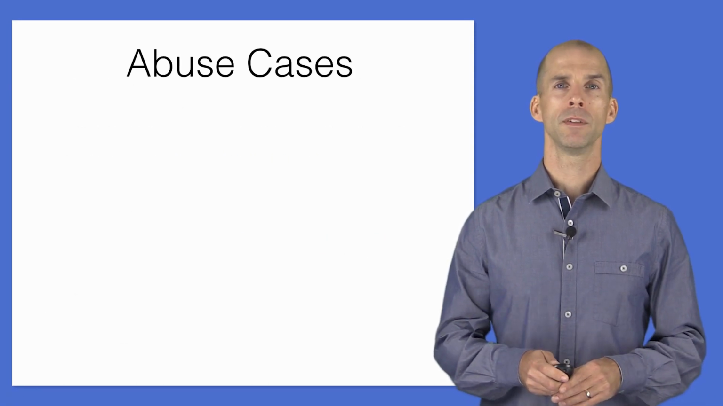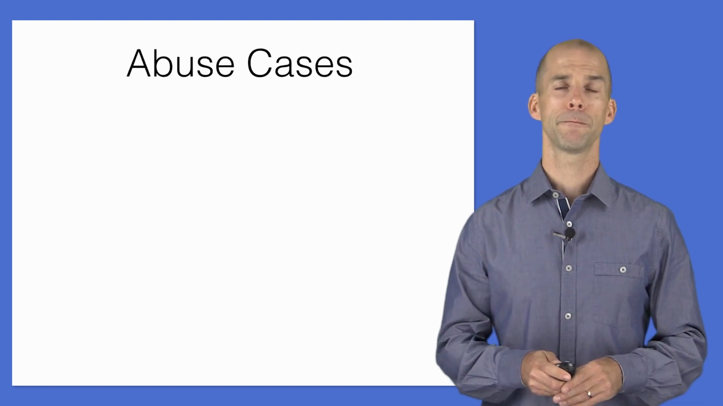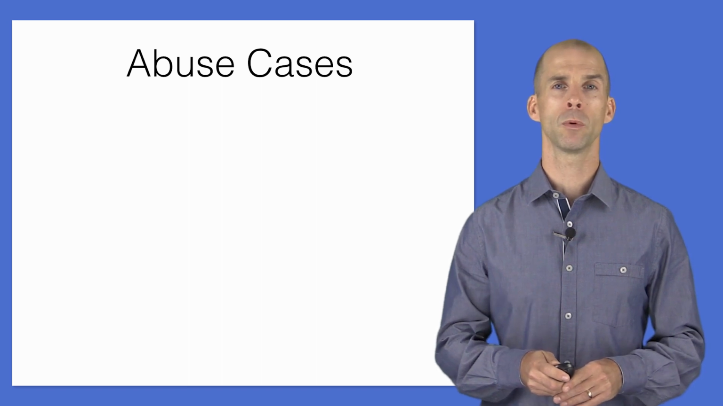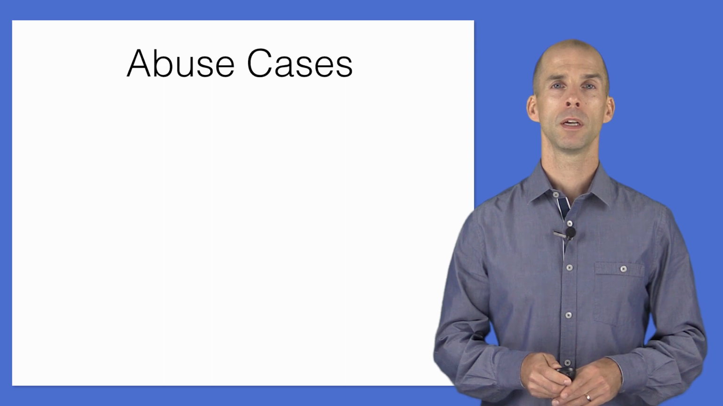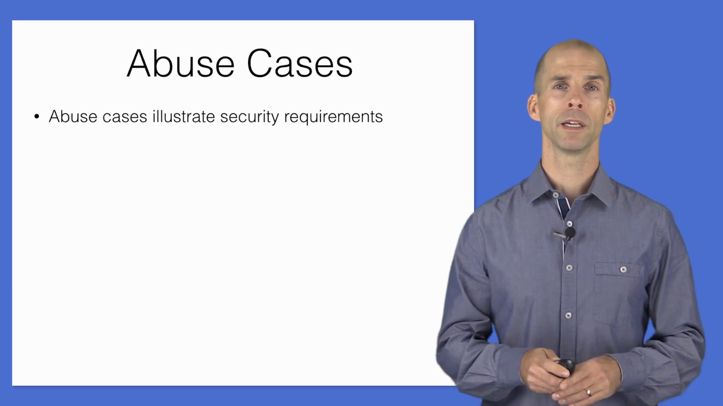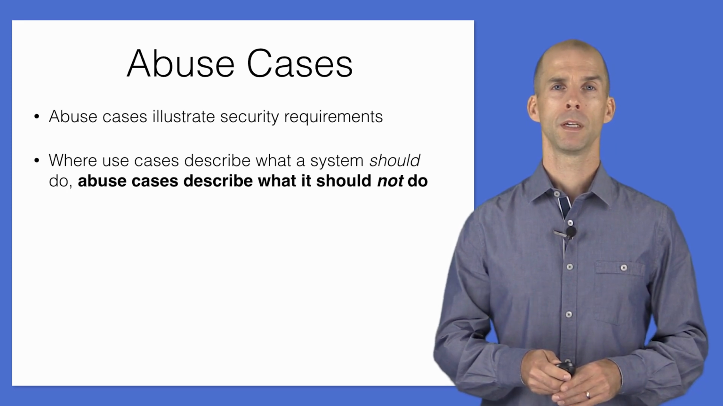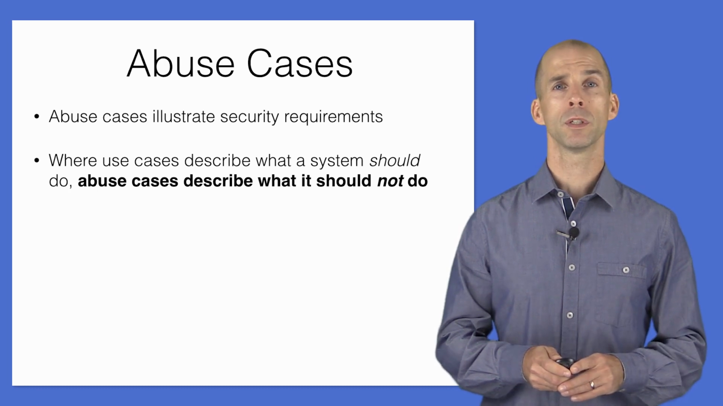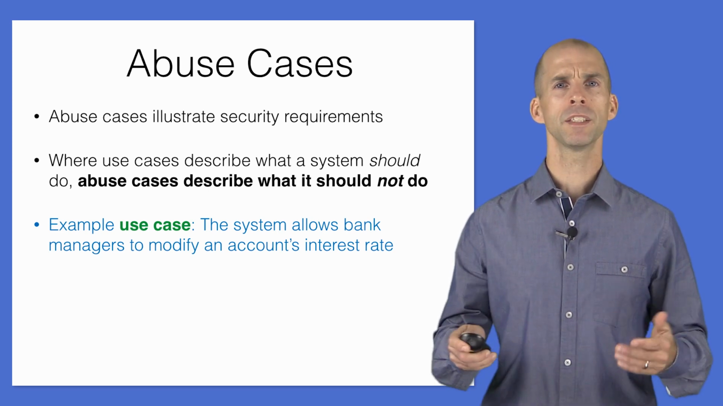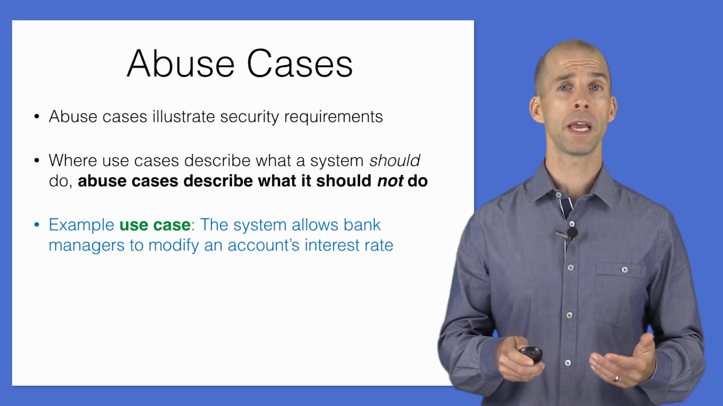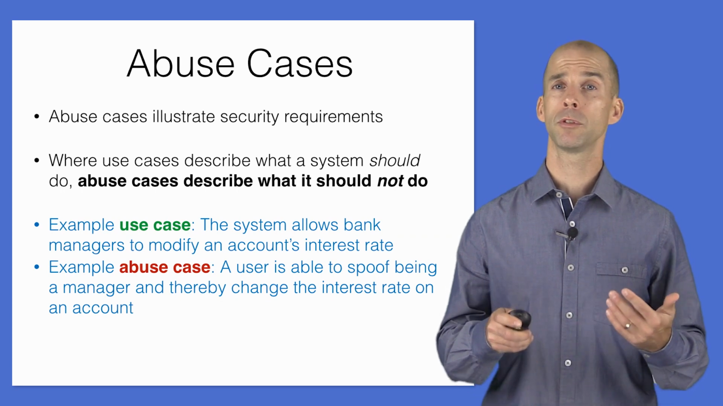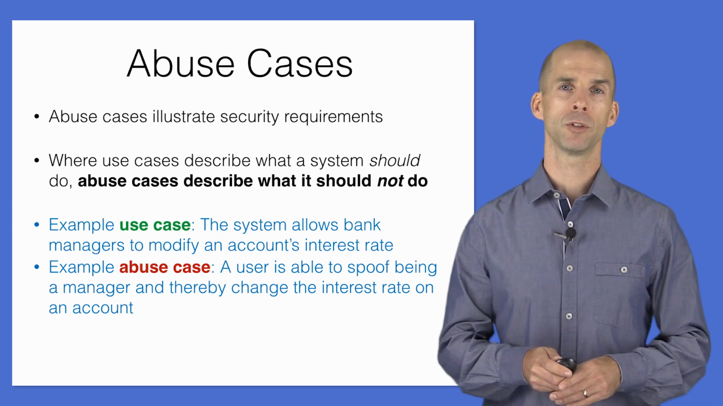A particularly fruitful activity can be the design of abuse cases. In traditional software engineering processes, use cases are stories describing how software or software features can be used. As such, they illustrate functional requirements. Abuse cases, on the other hand, illustrate security requirements. In particular, they identify things that a software system should not do. Considering our online bank application once again, an example use case might be that the system allows bank managers to modify an account's interest rate. An abuse case would be a user who is able to masquerade as the manager and thereby change the interest rate on his own account.